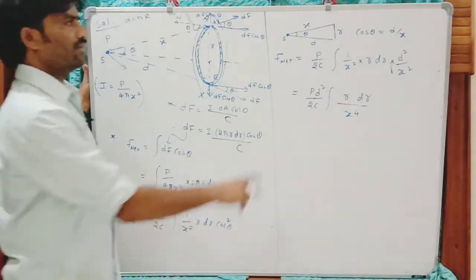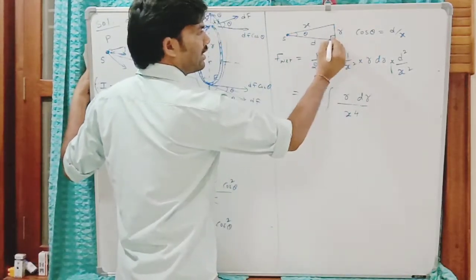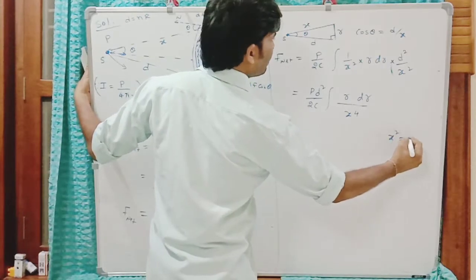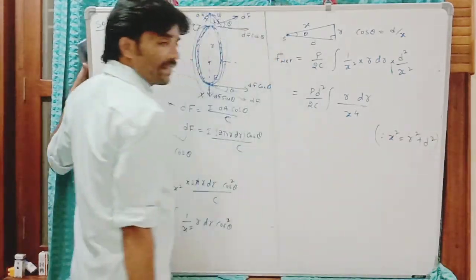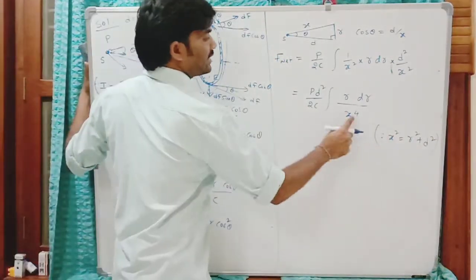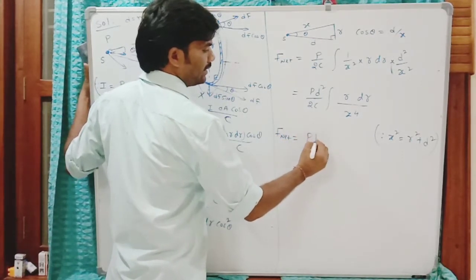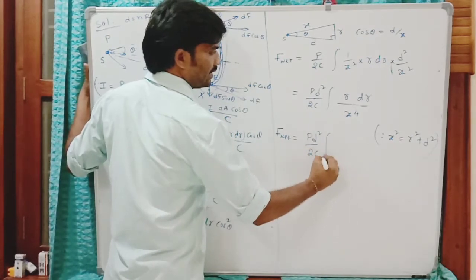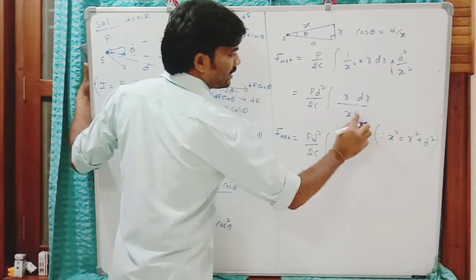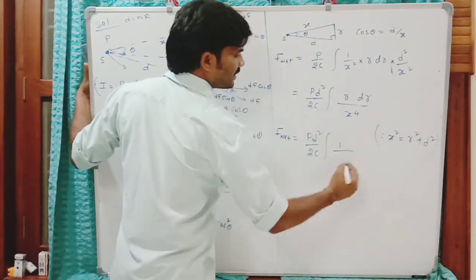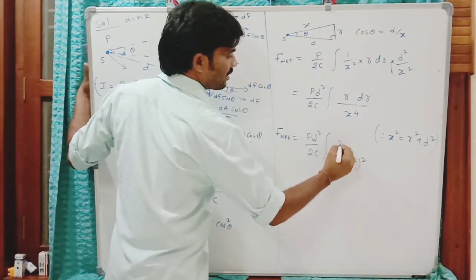Right? You can write this x in terms of this small r. From this right angle triangle, you can apply Pythagoras theorem. x square is equal to r square plus d square. Okay, substitute this here. The net force on the elementary ring is P d square by 2c. It gives 1 by x power 4, but this is x square. So to get x power 4, square this equation on both sides. You will get r square plus d square whole square, r dr.